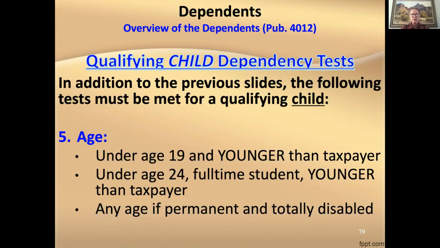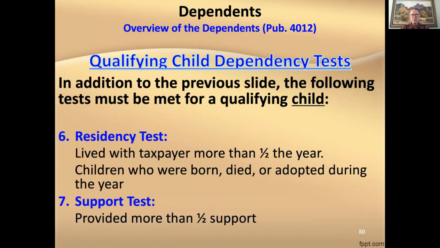The next test for child dependency is their age, under age 19 and younger than the taxpayer. But if they're a full-time student, they have to be under age 24. Now, this is IRS speak, under age 19. So the question you have to keep in your mind is under age 19. No, that means they can't be 19. They are actually 18 or younger. So under age 24 means 23 or younger. And they can be any age if permanently and totally disabled.